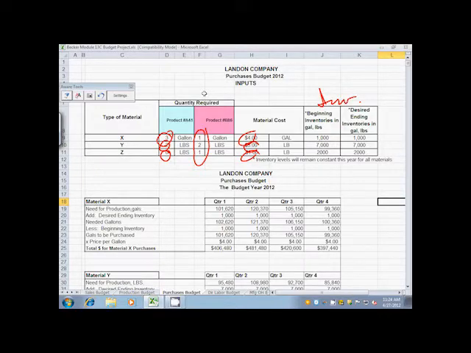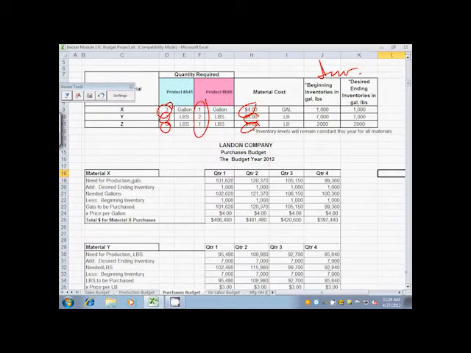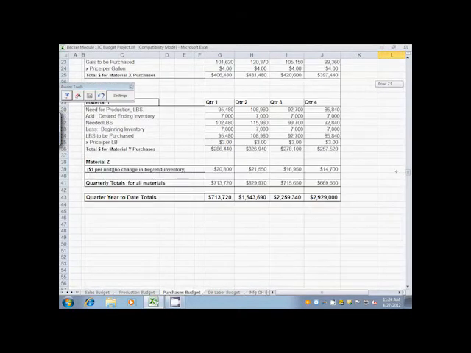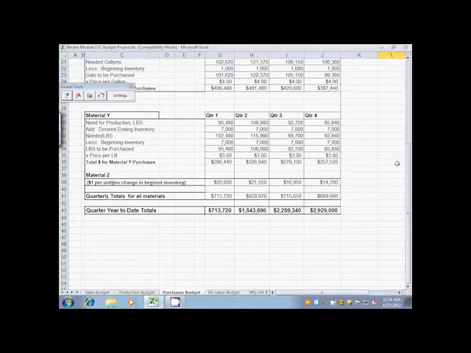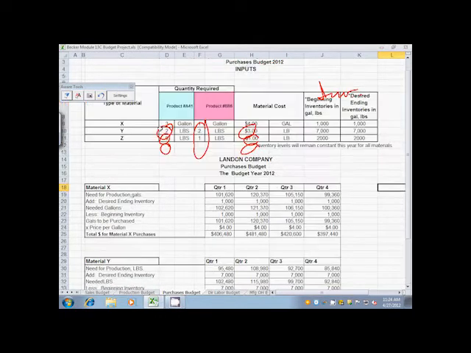So these are the inputs, and when we come down below, we calculate the purchases for each of the types of materials, X, Y, and Z, and then we give totals. Once again, the whole body of this budget is nothing but formulas, either pulling from a prior budget, such as the production budget, or pulling from this whole section up here called the input section.